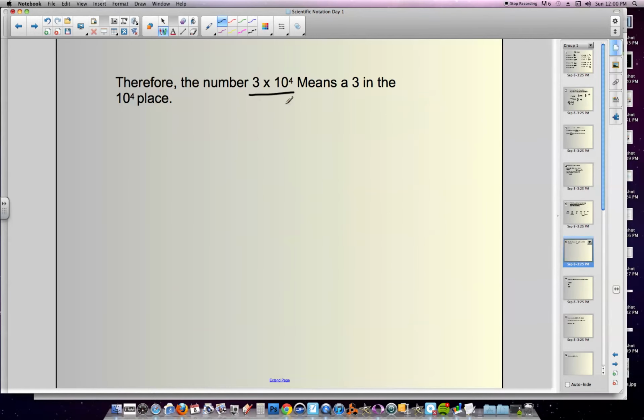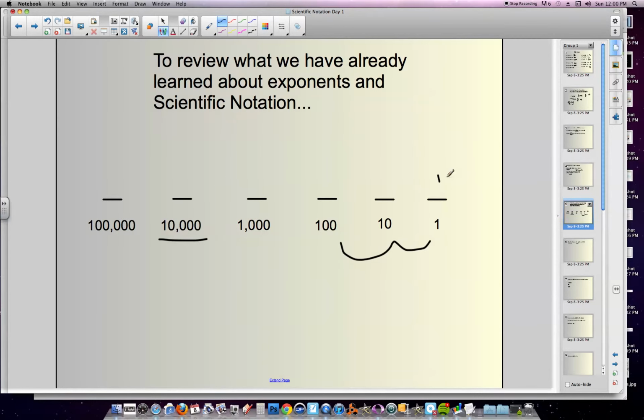When I say 3 times 10 to the fourth, I really mean that there is a 3 in the 10 to the fourth place, right? This is a 10 to the 0 place. 10 by itself is 10 to the first place. 100 is 10 times 10, which is 10 squared. 1,000 is 10 times 10 times 10, or 10 to the third. We just said this one, 10 times 10 times 10 times 10. So if I say 3 times 10 to the fourth, I just mean there are 3 10,000s, which would of course be 30,000.